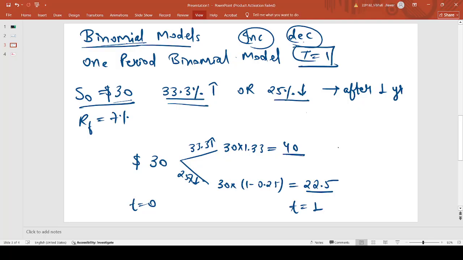Now, what is the probability that the stock price will increase and what is the probability that the stock price will decrease? Obviously, the probability is not 50-50. The stock might be performing good. There are more chances that the stock price will increase after 1 year, and there are fewer chances that the stock price will decrease. So we will need to calculate the probability that the stock price will move up or the probability that the stock price will move down.